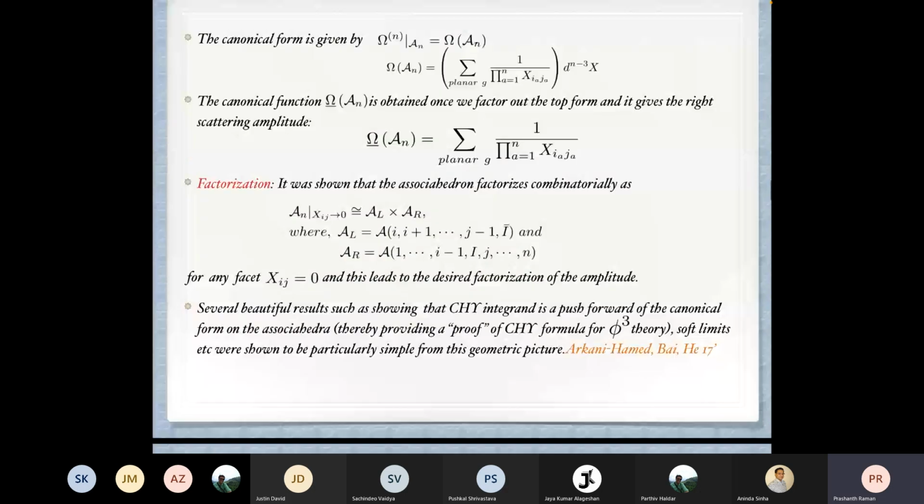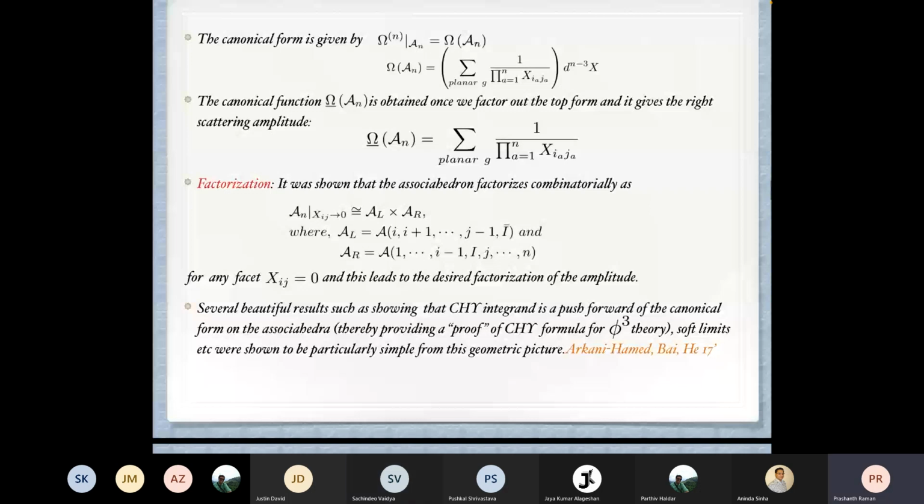And when I pull the planar scattering form back onto this associahedron, defined by those conditions, s_ij equals minus c_ij and all x_ij being positive, I get the canonical form of the associahedron. You can work out the details, but the result is just what I've shown here. And we see that it is indeed the right answer for the planar cubic tree-level amplitude.